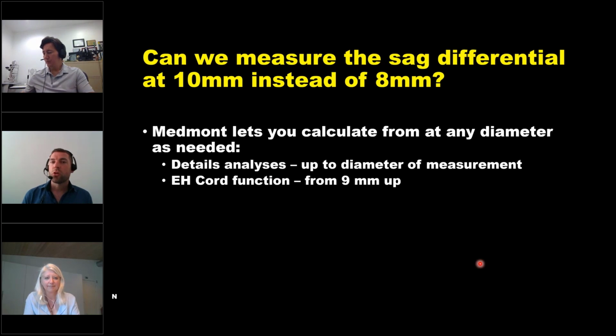So we talked about calculating the sag previously when we talked about soft lenses. This is the same thing. With Medmont we have two options. The detailed analysis will give you data up to the moment you have the measurement data. So if you have data up to 9 or 10 millimeters, you will be able to use the detailed analysis function. If you need data or sagittal height beyond that, you will need to use the estimated height chord function. This is from 9 millimeters up. You can calculate sagittal height at 13, 14, any diameter you want, which is useful for fitting the contact lens you're using.